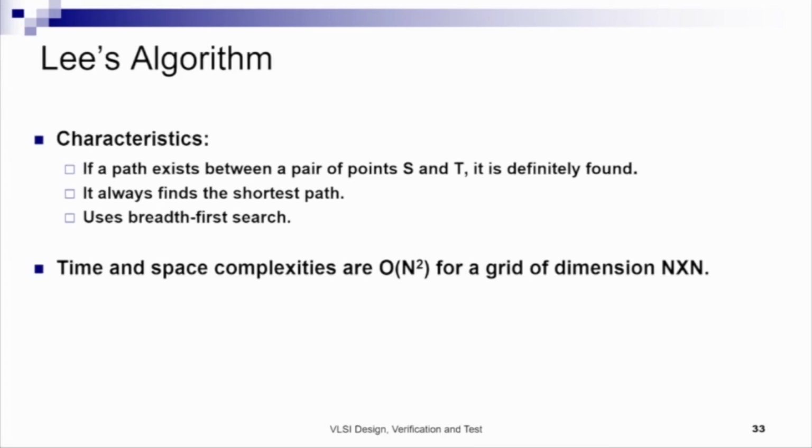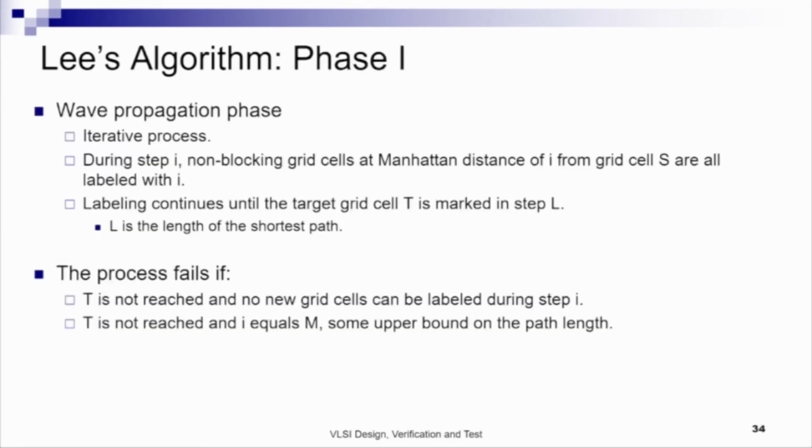In this algorithm, we do a breadth first search to find a route between two terminals. If a path exists between a pair of points S and T, it is definitely found, and it always finds the shortest path. These are its two properties. There are three phases to Lee's algorithm.